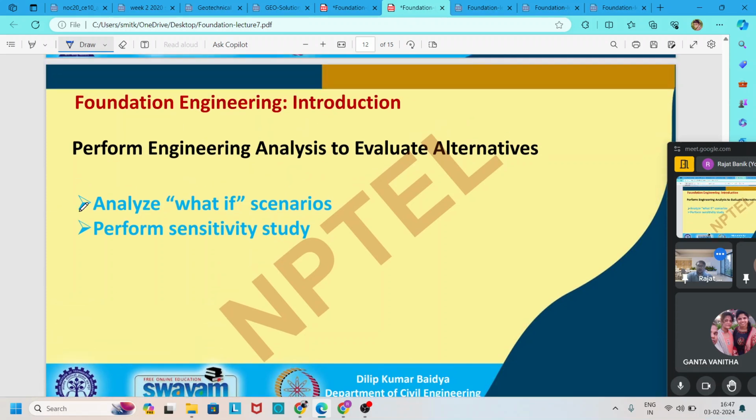Then we study the different types of scenarios for this soil and find out the best suitable foundation type for this soil. Also perform the sensitivity study. Sensitivity means whether the foundation is suitable or not for different types of situations, like if a sudden earthquake happens, whether it will withstand or not.